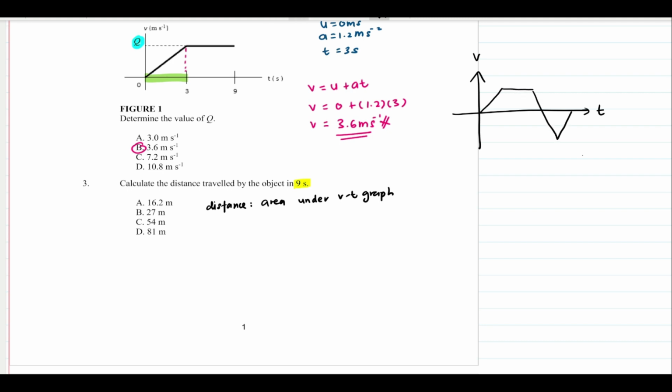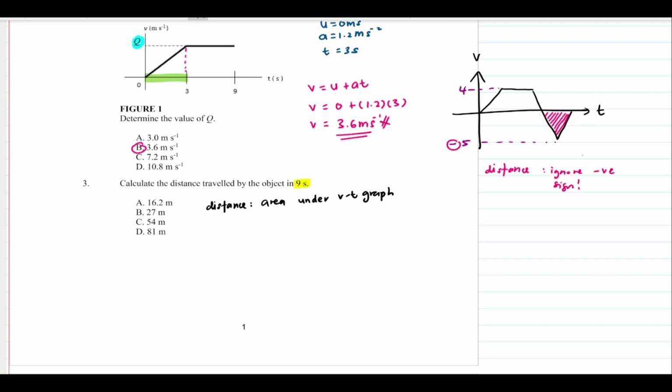Contoh, okay. So, untuk distance, okay, kalau kita tahu dekat sini contoh, ini adalah 4 meter per second, and let's say this is negative 5 meter per second. Okay, so kalau untuk distance, kalau soalan tanya distance, maknanya area under the graph ini, okay, mesti ignore. Kalau untuk distance, bila you kira area under the graph, negatif ini, okay, ignore direction. So, ignore negative sign.